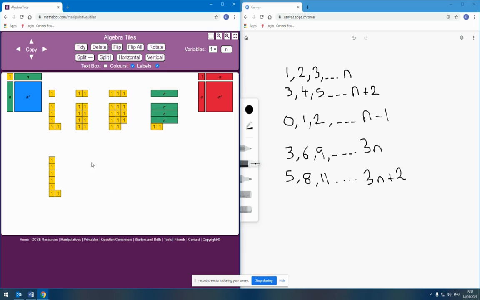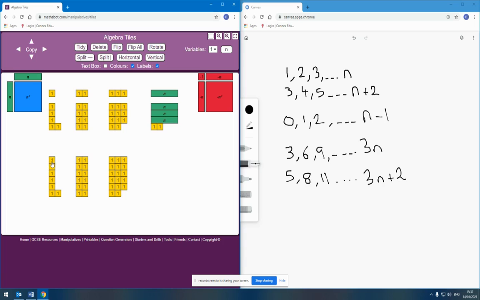So what I can do now is I can build a numerical sequence, let's say something like this, and start saying, okay, what about this then? What might the nth term of this be, of this sequence? How can I build something using my n's that mirrors the patterns that I'm seeing in this sequence?